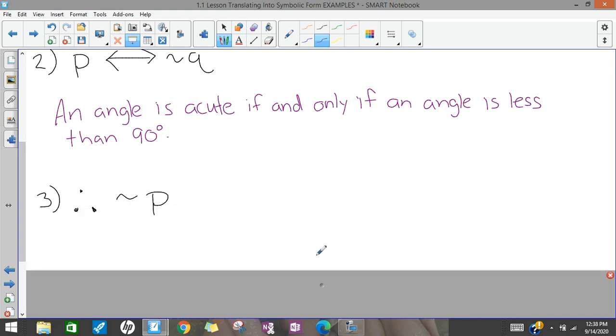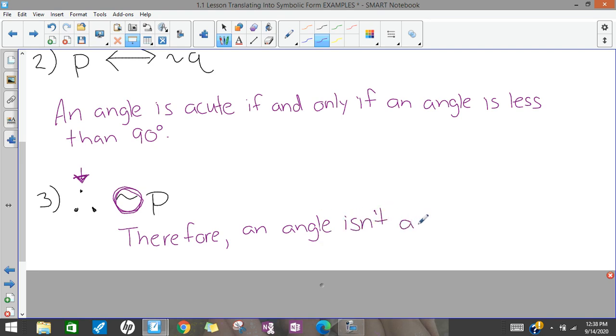Let's try another one. Now we have not P. Not P. That tells me to change the meaning. So P meant an angle is acute. Change the meaning means the angle is not acute. And these three dots, if you remember, mean the word therefore. So we would say therefore, you use a comma usually, an angle is not, or we can say isn't, that's fine, isn't acute.